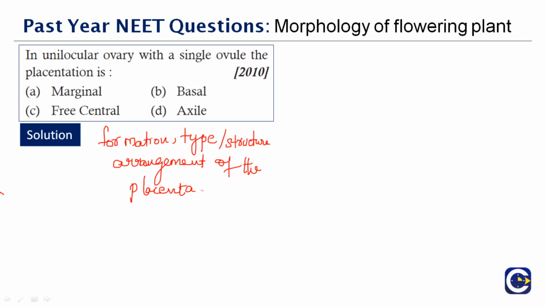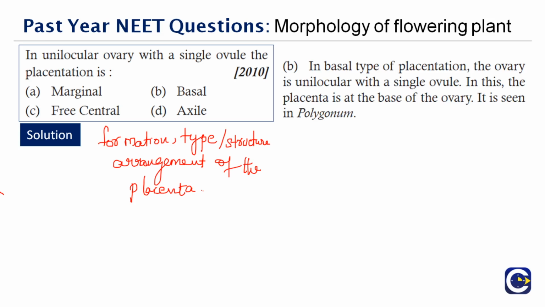And this placentation has different types, in the sense it can be marginal, free central, axial, basal, and so on. So when we talk about a unilocular ovary with a single ovule, the placentation is supposed to be basal. Okay, what is it? It is basal. In basal type of placentation, the ovary is unilocular with a single ovule, and this placenta is at the base of the ovary. And they have given you an example. It is actually seen in Polygonum. Okay, therefore the right answer is option B.